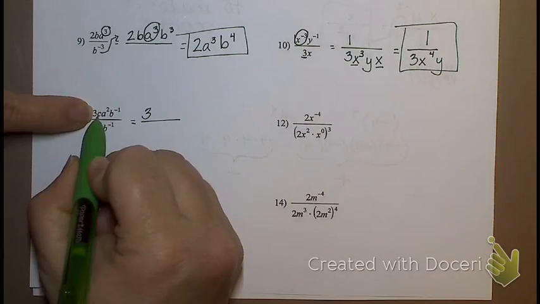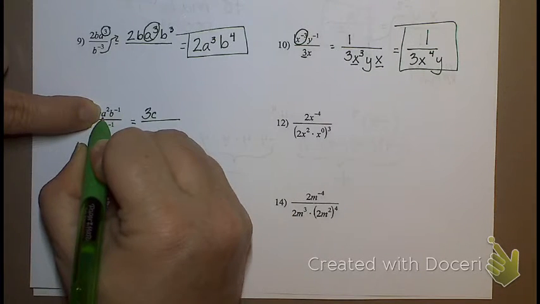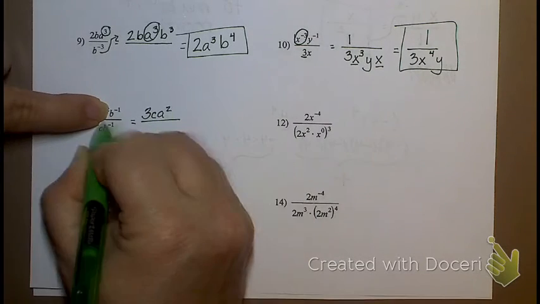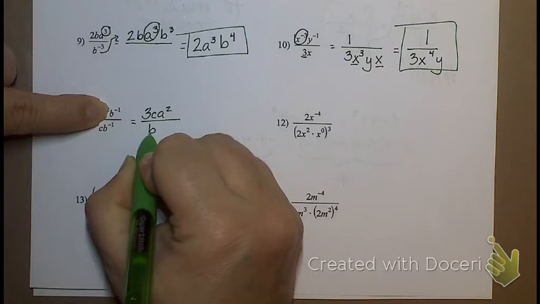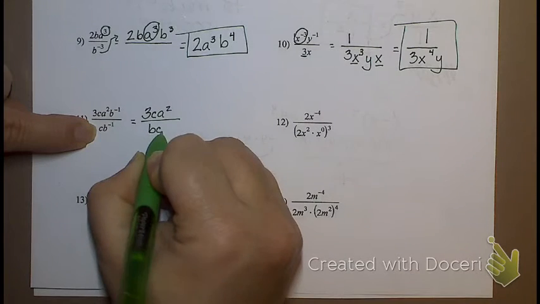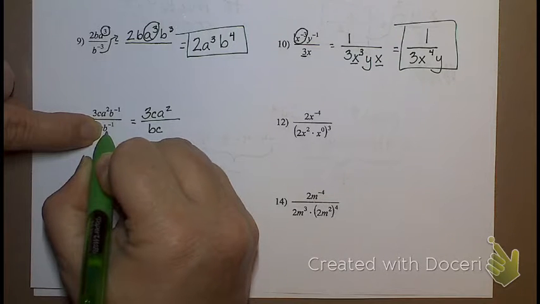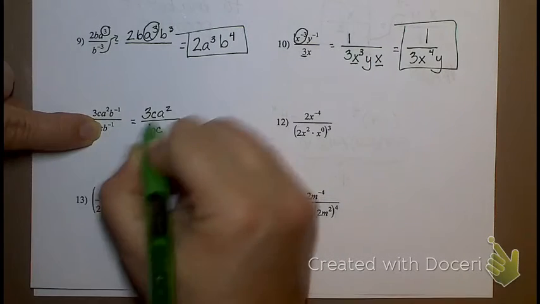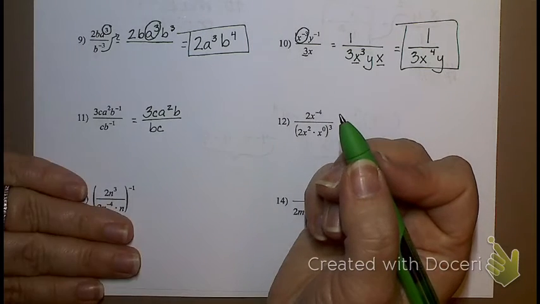So let's go to the next one. C. Stay on the top or move to the bottom? Stay. A to the second, stay or move? Stay. B to the negative first, stay or move? Move. Okay. C on the bottom, stay or move? Stays on the bottom. B to the negative first, stay on the bottom or move to the top? Move to the top.